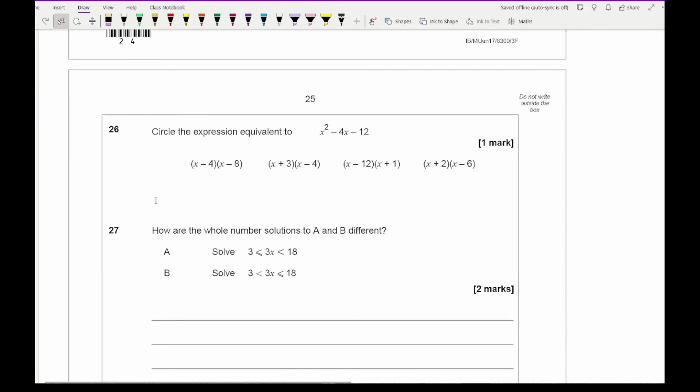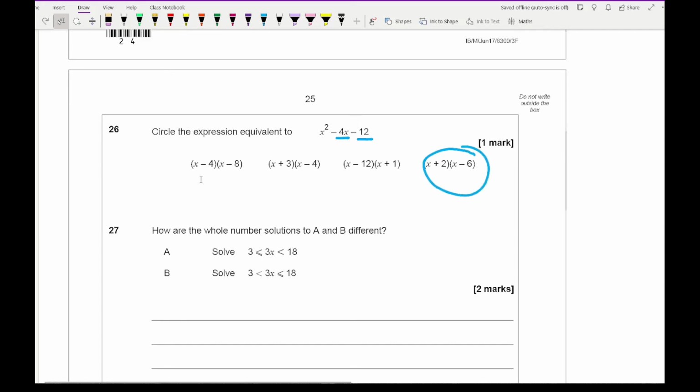So it says circle the expression that is equivalent to x squared minus 4x minus 12. Again, what I need to do is find two numbers that added together give me minus 4, and multiplied give me minus 12, and the correct answer here is going to be our fourth option.